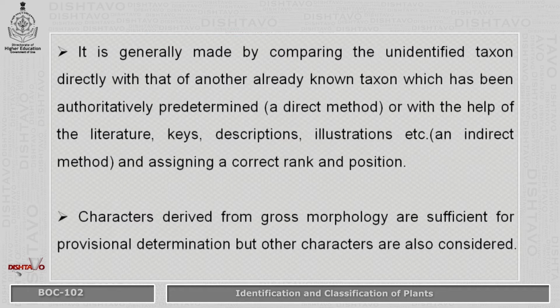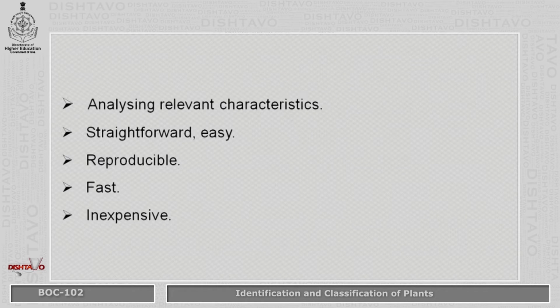It is generally made by comparing the unidentified taxon directly with another already known taxon, which has been authoritatively predetermined either by a direct method or an indirect method, and assigning a correct rank and position. Characters are derived from gross morphology as sufficient for provisional determination, but other characters are also considered at the same time. Some of the features of identification: analyzing relevant characteristics, straightforward and easy, reproducible, fast, inexpensive.